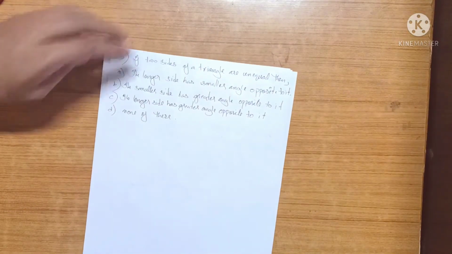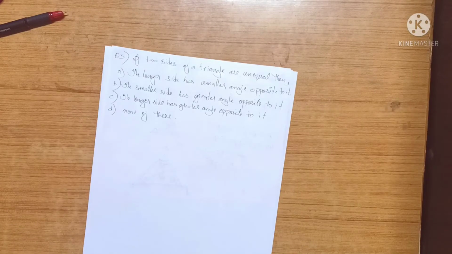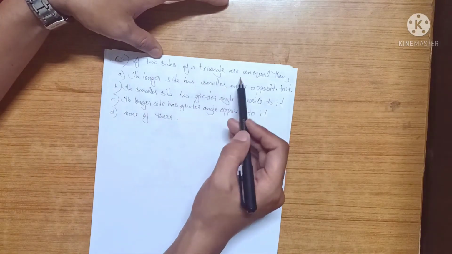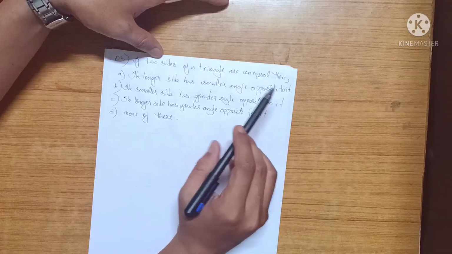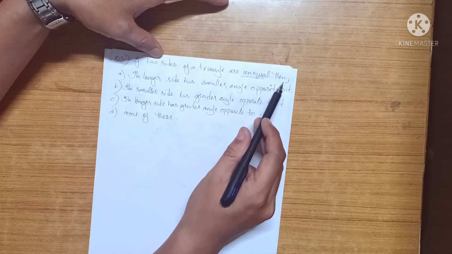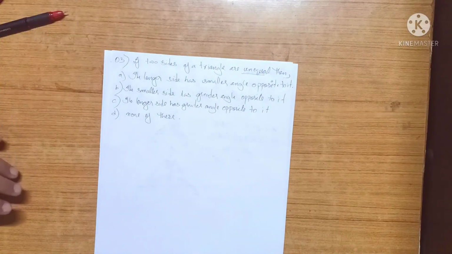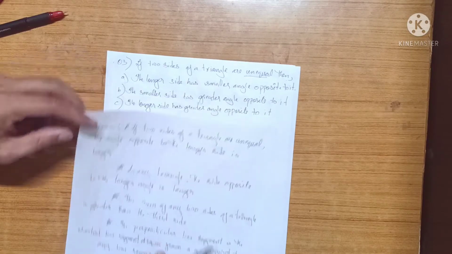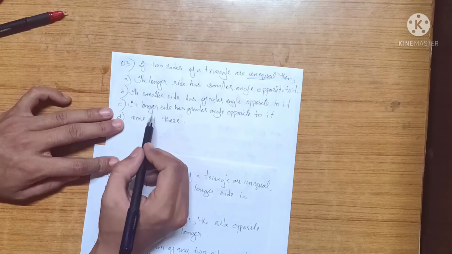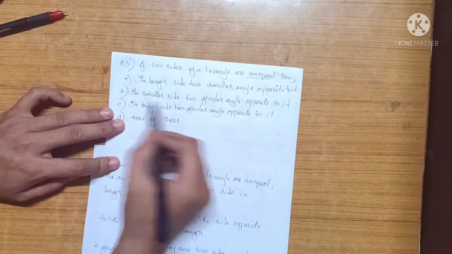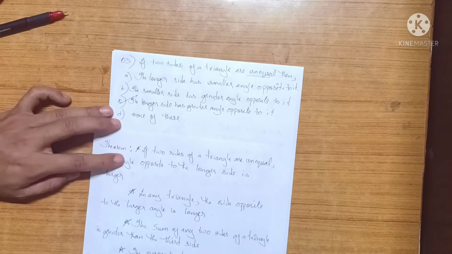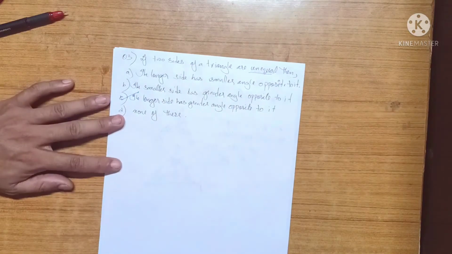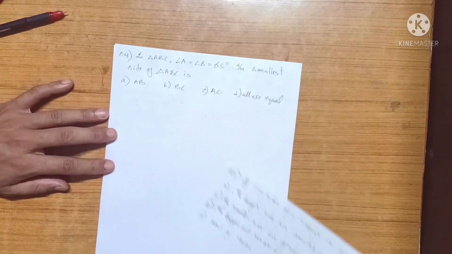Let's do 3. If the sides of a triangle are unequal, then the angle opposite to the longer side is larger. So the longer side has the greater angle opposite to it. This is literally the first theorem. So theorems can come in this kind of question also, and you have to remember that.